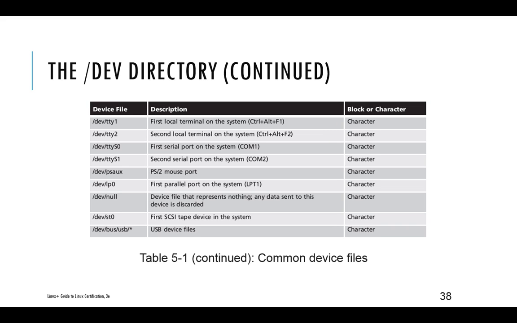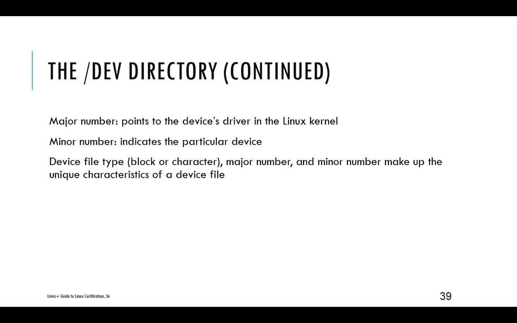Your character ones are going to be your terminals. Anything that is going to be single point, like parallel type stuff. You're going to have your mice, your null device, SCSI tape drives, things that need bit-to-bit type connectivity, on-off type connectivity. All right, COM ports. Y'all know what a terminal is, right? Yep. All right.